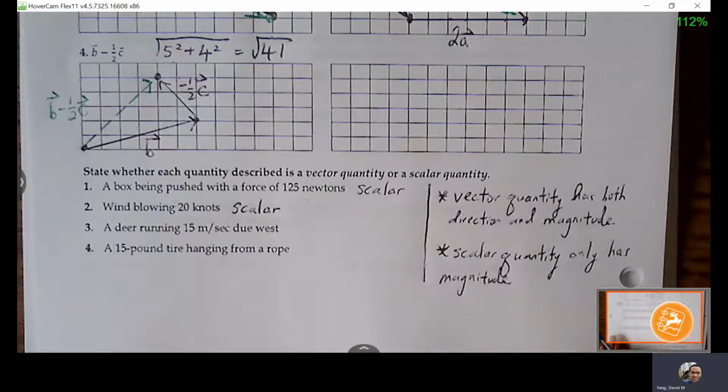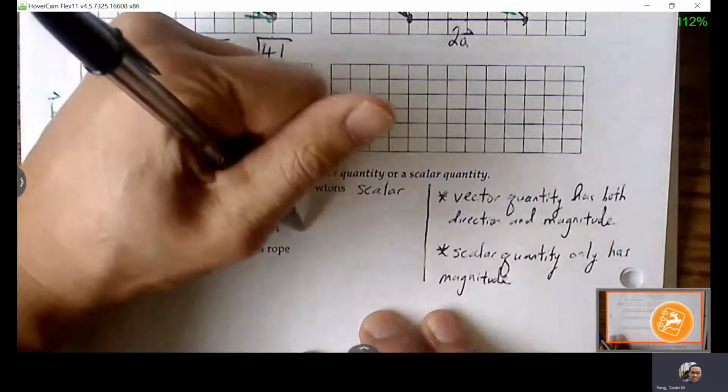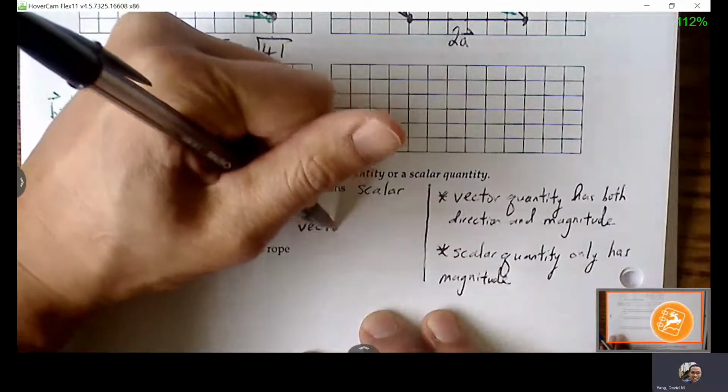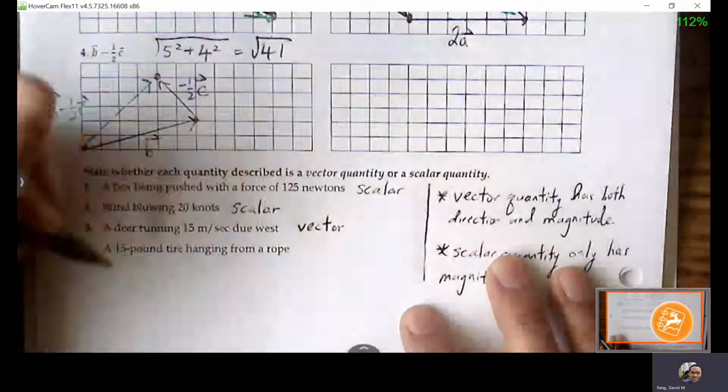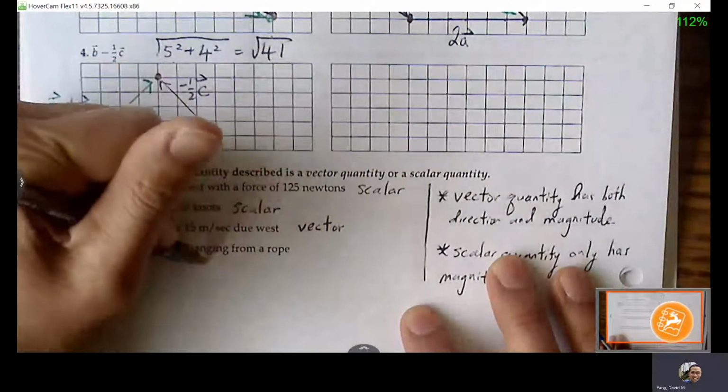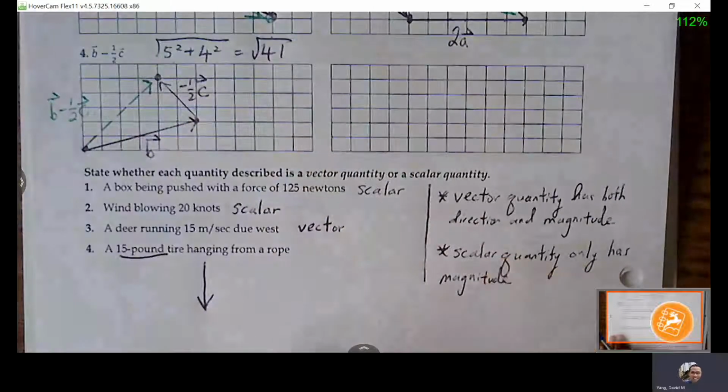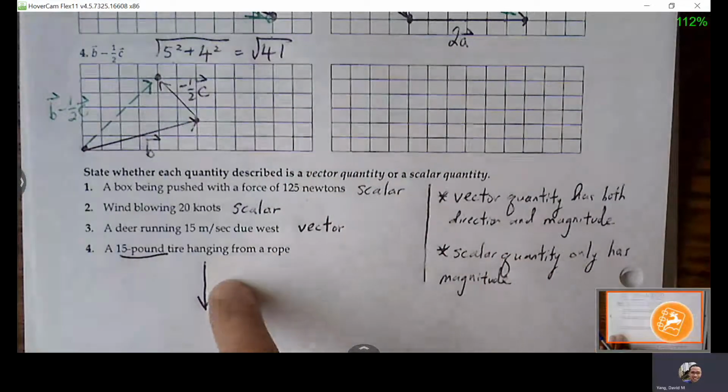A deer running 15 meters per second due west. Vector, right? We have direction involved here. A 15-pound tire hanging from a rope. It's also vector. A 15-pound tire, it's hanging down. The force of gravity is pushing it down, right? So there's a direction there.